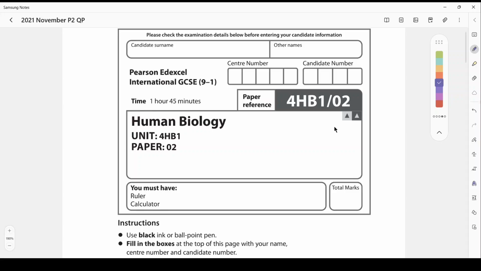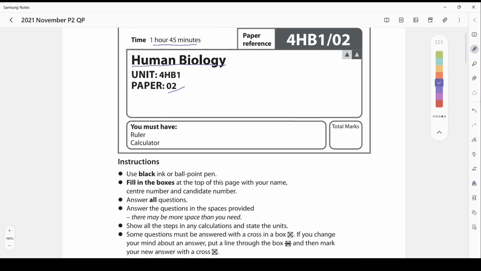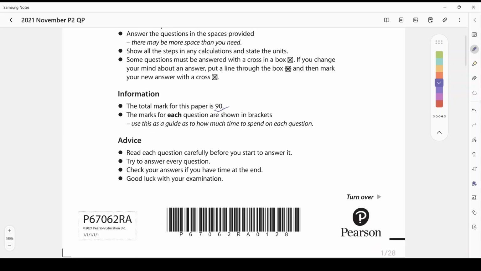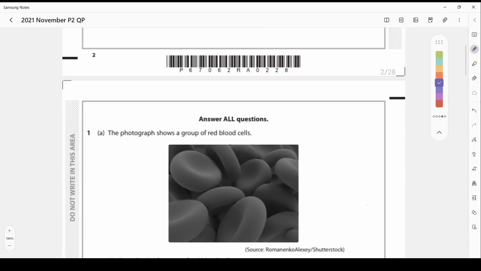Hi everyone, this is the November 2021 paper 2. This is from the Pearson Edexcel IGCSE Human Biology syllabus. This is paper 2, and you're given 1 hour and 45 minutes to complete this exam paper. So we're just going to walk through the questions. The total mark for this paper is 90, so let's get started with the first question.